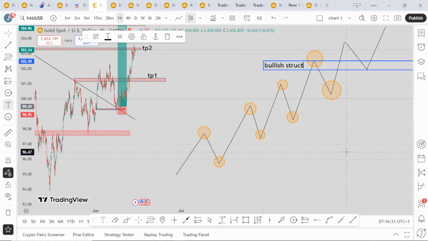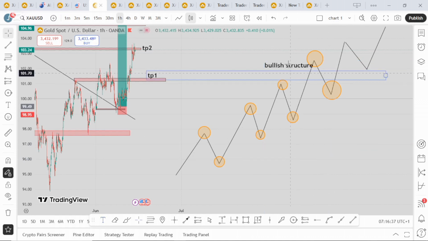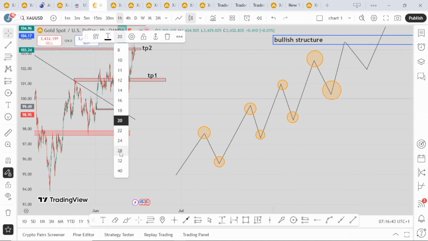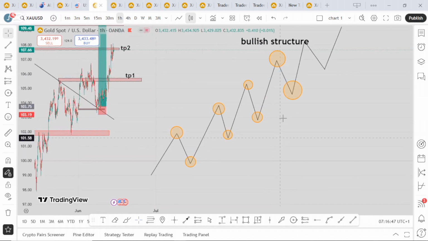This is a bullish structure. So now this is a bullish structure. So now this guy over here is a bullish market structure. Let me do it so that you see it properly. Now this is what we call a bullish market structure.